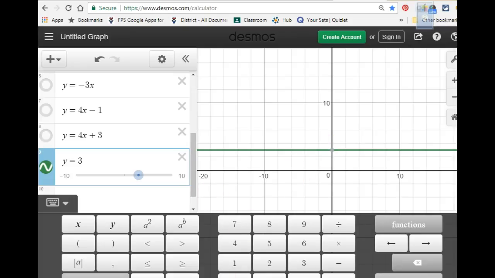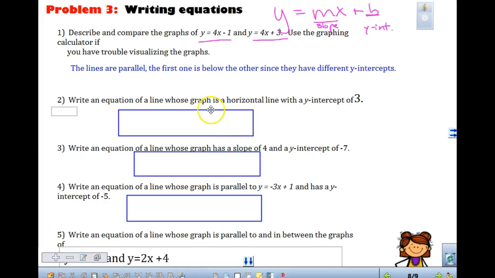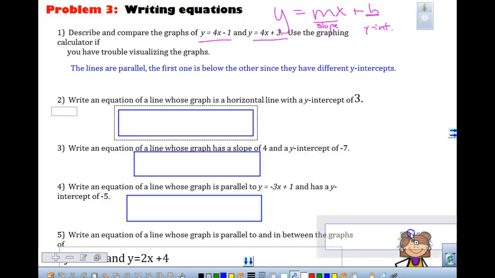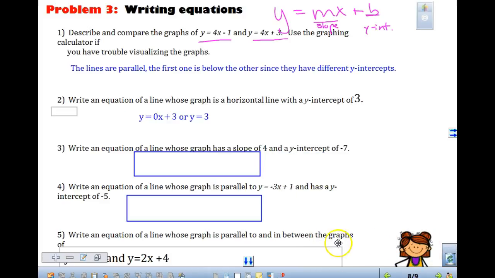Yeah. So as I'm looking at mine, write an equation whose line is horizontal and goes through 3. Please write both down: y equals 0x plus 3 and y equals 3. Some people like to put that 0x in. Other people like to write the least amount possible, which I'm okay with, which is just y equals 3.